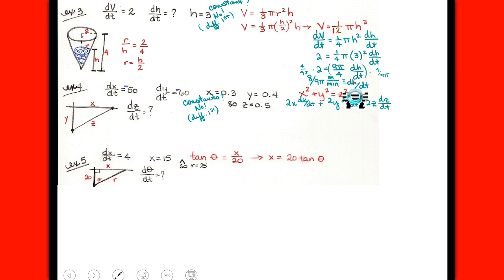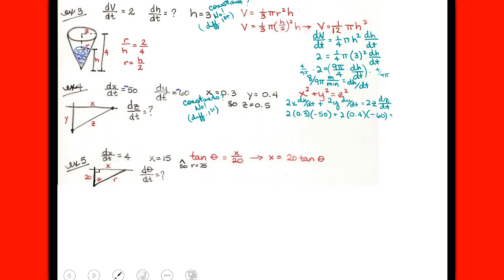So let's go back and plug in what we know. We know that x is 0.3 and that dx/dt is negative 50. We know that y is 0.4 and dy/dt is negative 60.